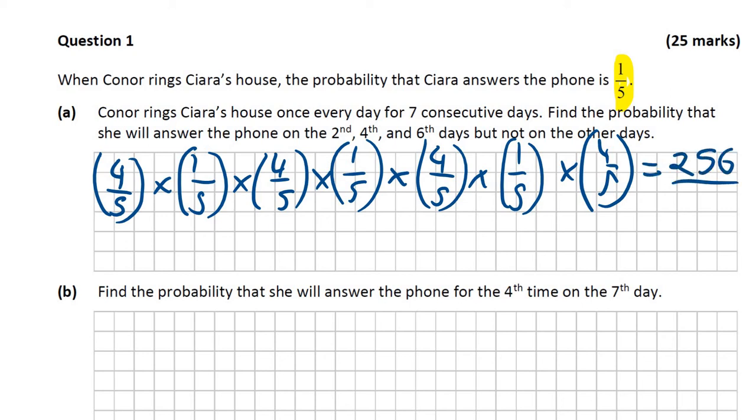256 out of 78,125. So you can leave them in fraction form. In decimal form, that's going to be 0.0032768.